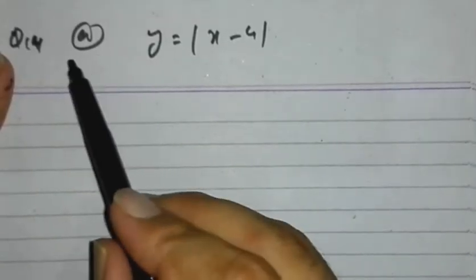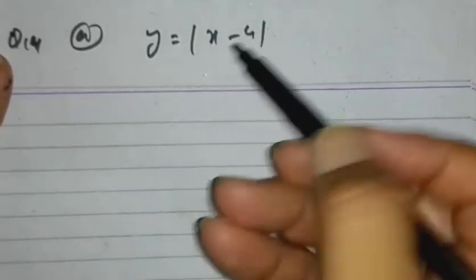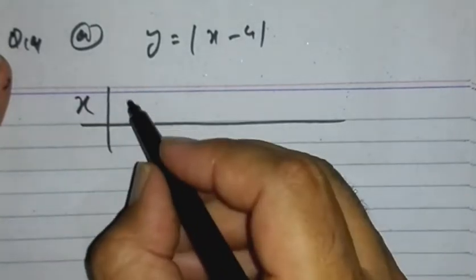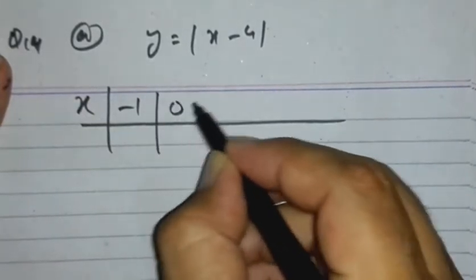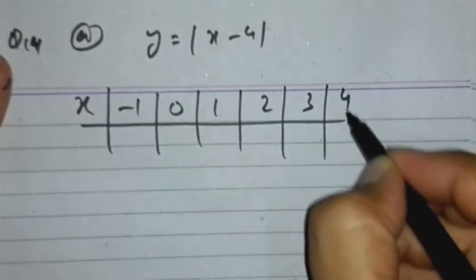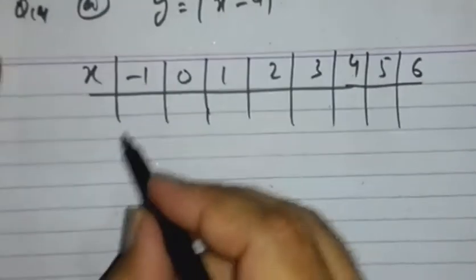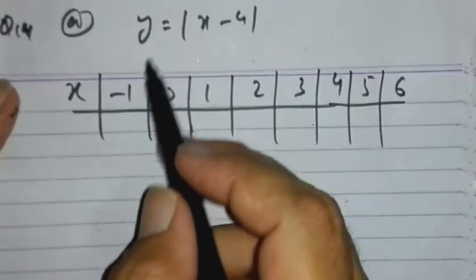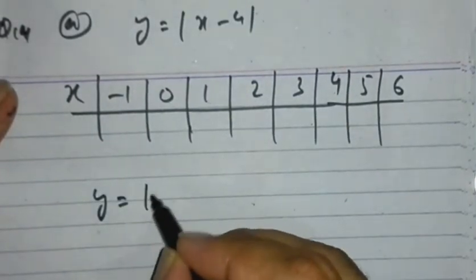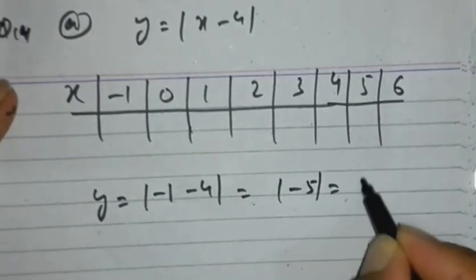Draw the graph of the following absolute function. Question number 14, part 1. So here we will put the values of x as -1, 0, 1, 2, 3, 4, 5, 6. First of all, put the x value -1. So we get y equals the absolute value of -1 minus 4, which is -5 absolute, which equals 5.